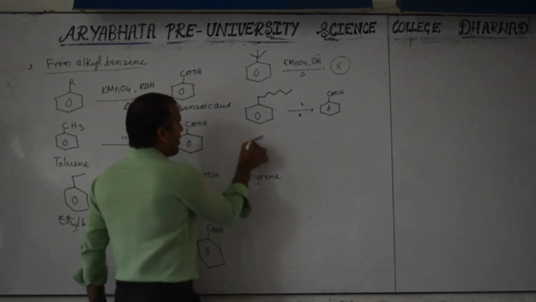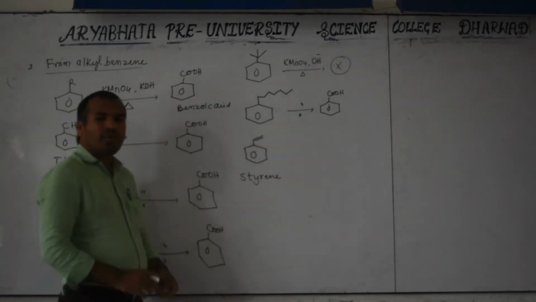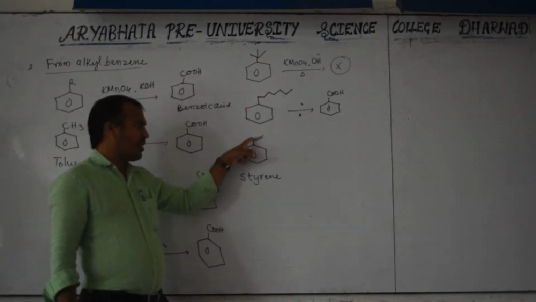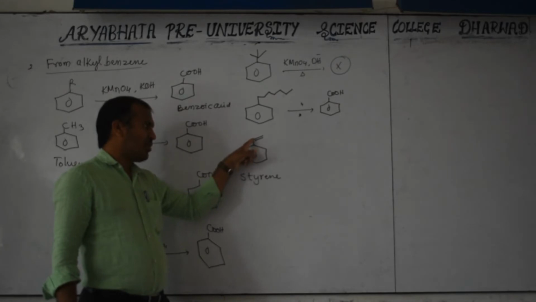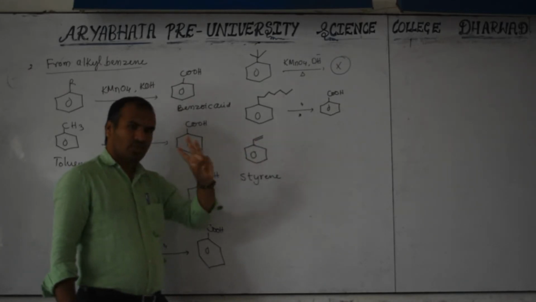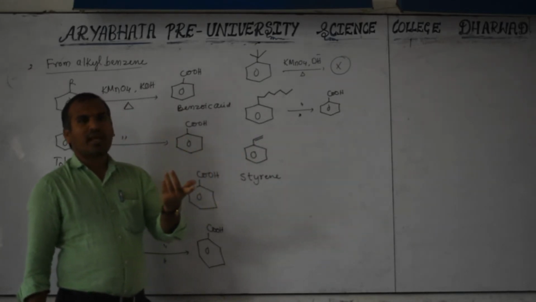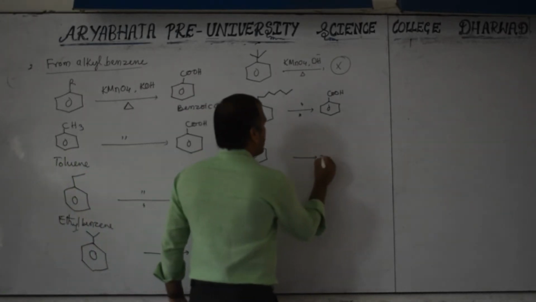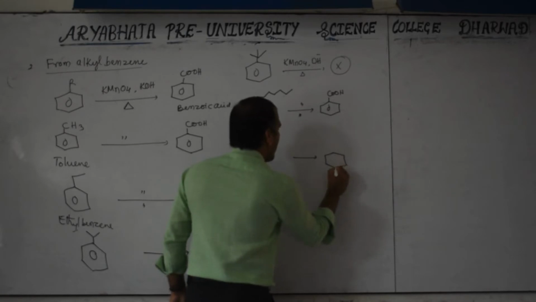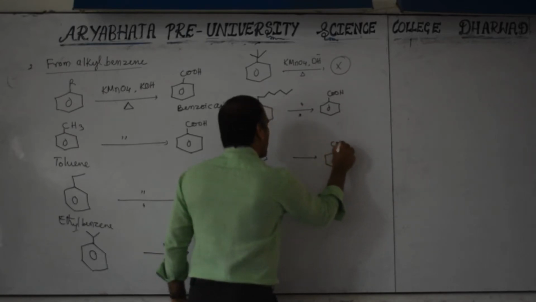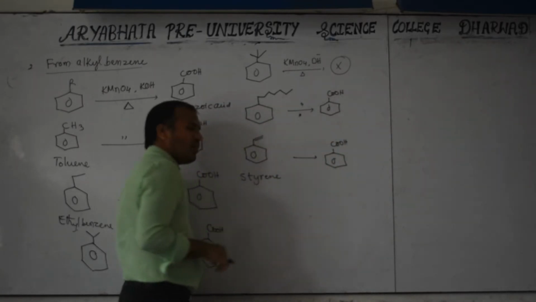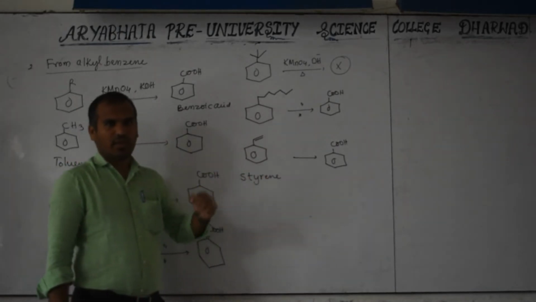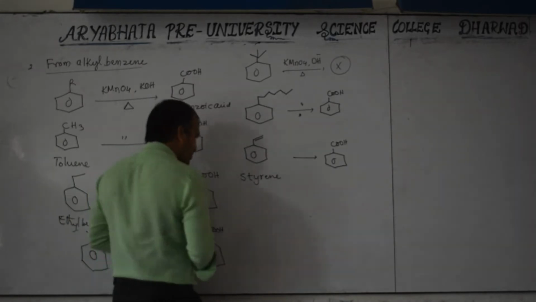How many hydrogens are there at this carbon? You have to find out the carbon balance. This carbon has 1 bond and 2 bonds, so total 3 bonds. Another one is hydrogen, so hydrogen is present. Then this also converts into the same benzoic acid. This question may be given in your textbook: how styrene is converted into benzoic acid. That part I am discussing here. Okay, next.